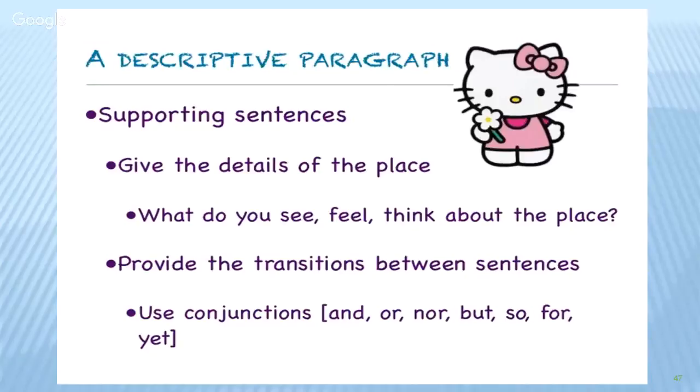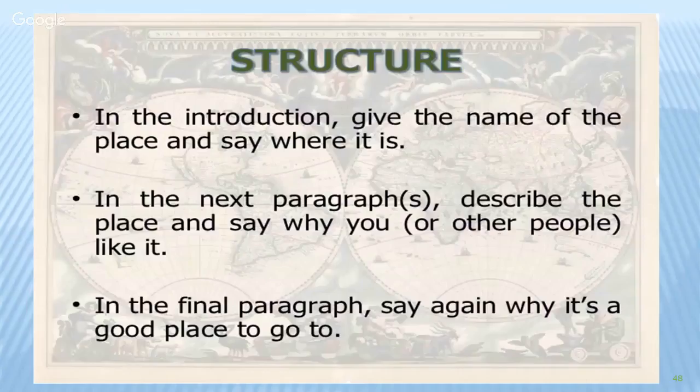You have to have supporting sentences, give the details of the place, what you see, feel, think about the place, provide transitions between sentences, use conjunctions: and, or, not, but, so, for, yet. So these kinds of conjunctions we use.